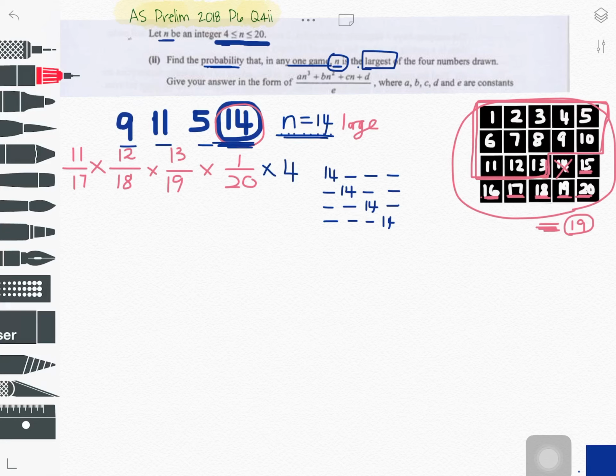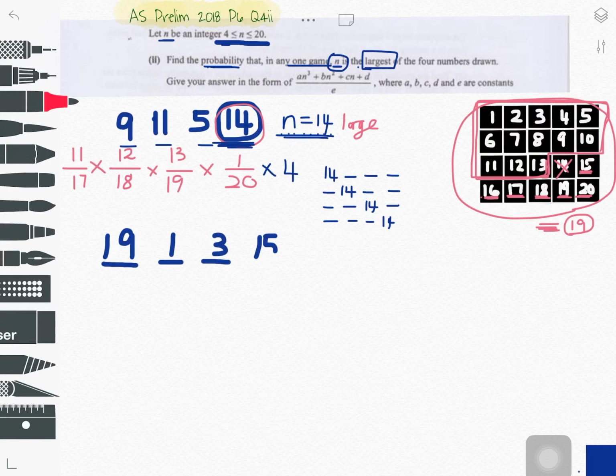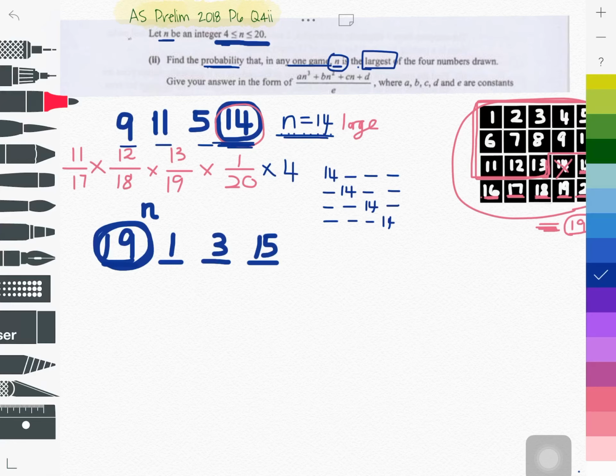Now what I'm going to do, I'm going to try to do for another number. Let's say 19 is the largest I'm selecting. If this is 19, then this number, let's say I'm selecting a 1, maybe a 3, and then I'm selecting a 15. So isn't 19 the largest? Okay, so this is treated as my n. Okay, let's write probability for this now.